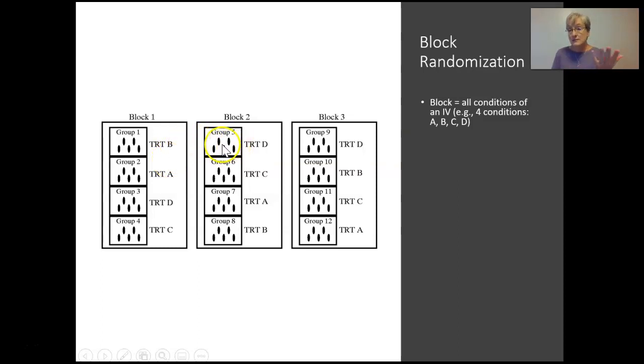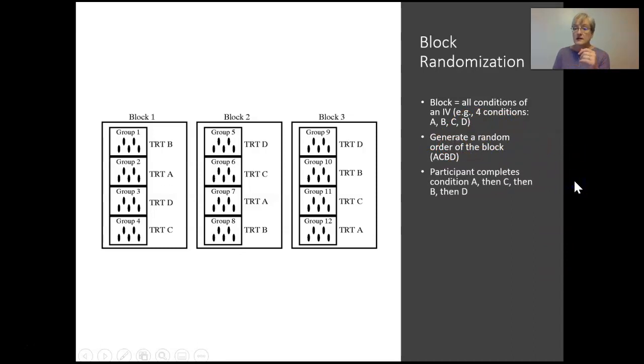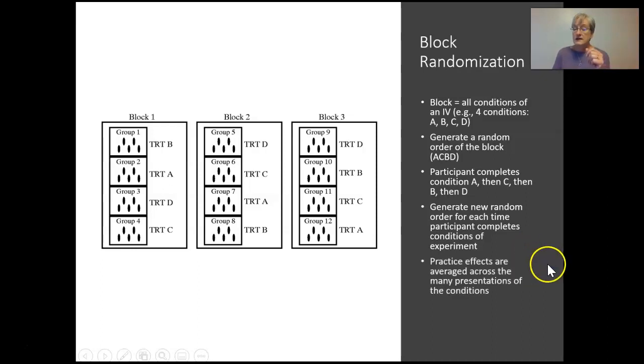But that's kind of the point. You want to make sure that you have a high degree of randomization. So what you do is generate a random order for the block. Participants complete the order that is at their start point. You get a new random order each time a participant completes the conditions. And that way you are randomizing the practice effects. So you're pretty much spreading out the practice effects across the multiple presentations in the study.